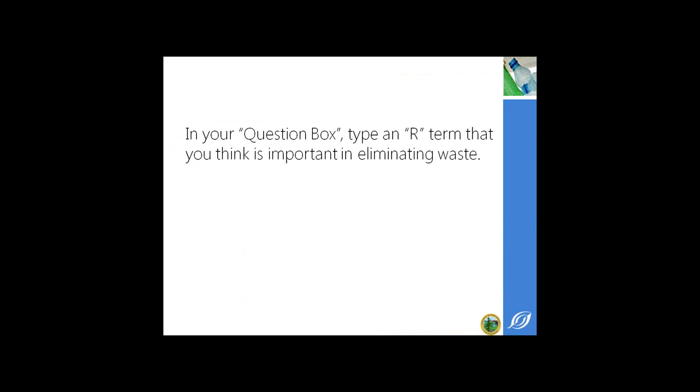Okay, so we talked a lot about R's, reduce, reuse, and recycle. And this is not something that you have to answer now, but it would be great to have you type in some R's that you use in your daily life that you think will help eliminate waste. So you can reduce, you can reuse, you can recycle, but what are the things that you can do to eliminate waste that are your own version of an R?